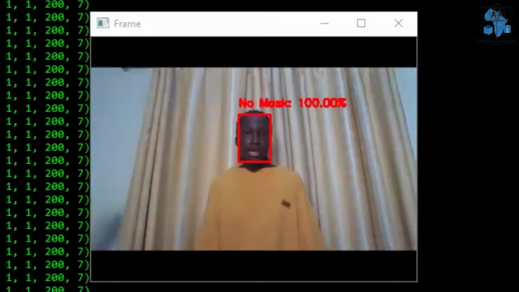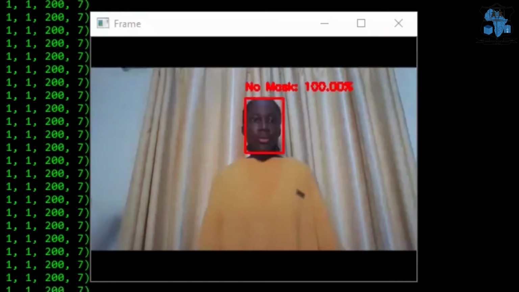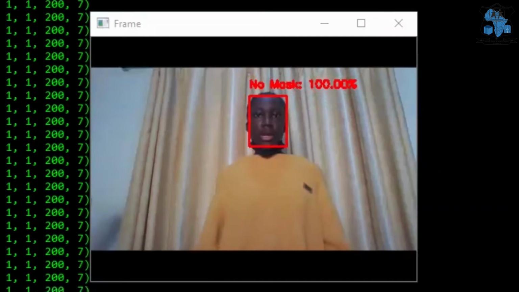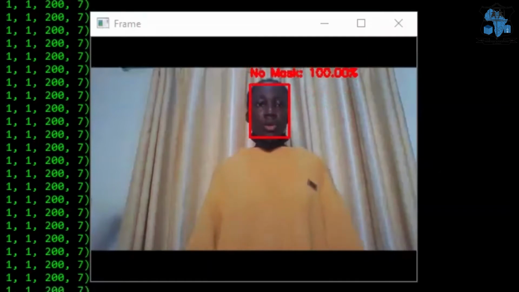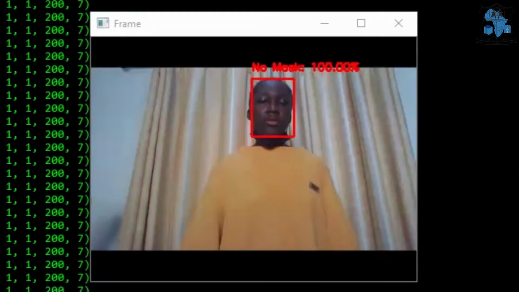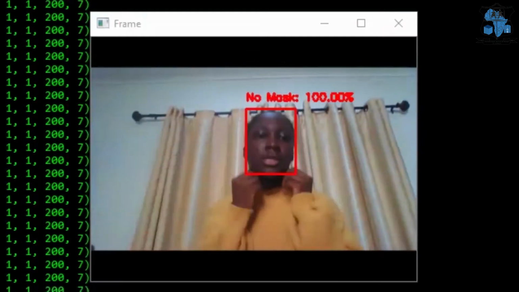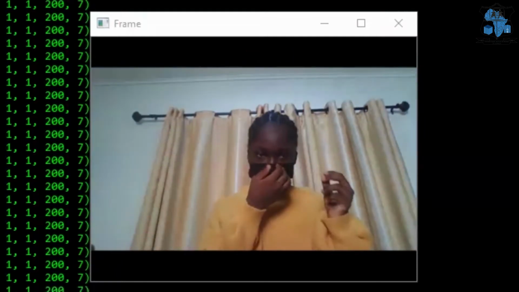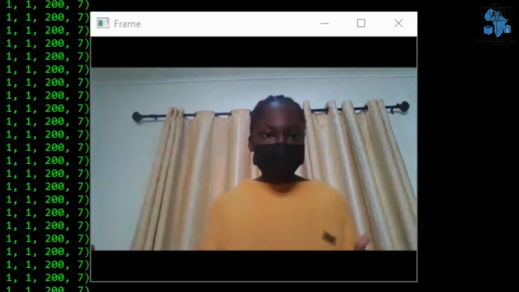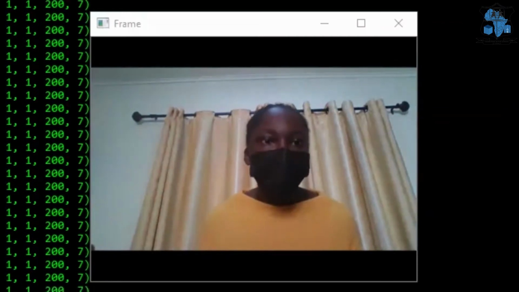As you can see, if I am away from the camera walking towards it and not wearing a mask, it still says no mask with the red box around the face. Yet, if I have a mask on, it detects this correctly by surrounding my face with a green box and saying mask.